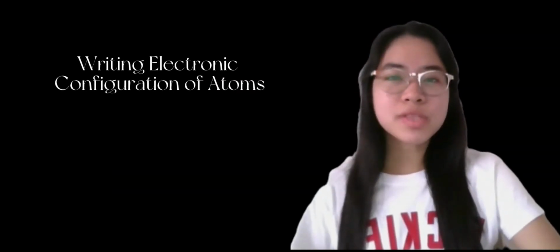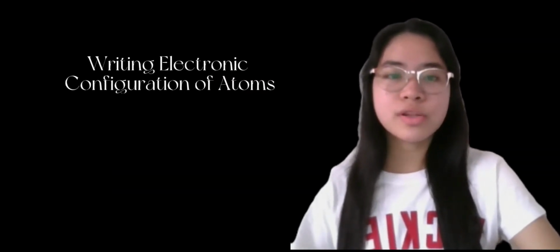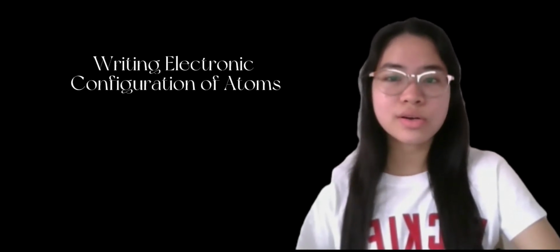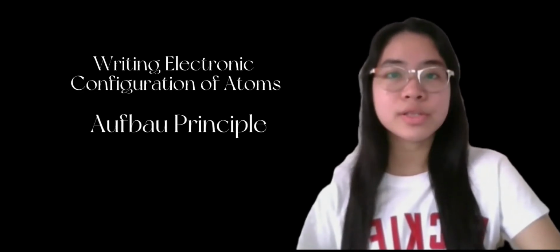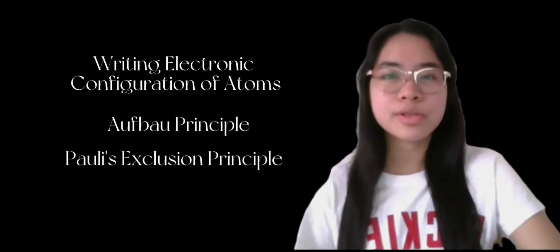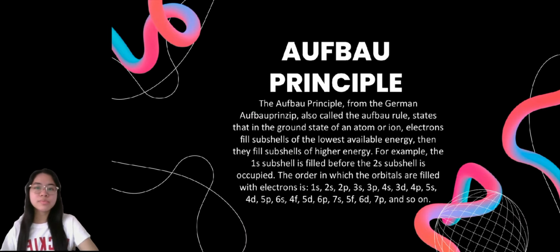For the next subtopic, we will discuss a short definition and how to write the electronic configuration under the Aufbau principle, Pauli's exclusion principle, and Hund's rule. Starting off with the first principle.